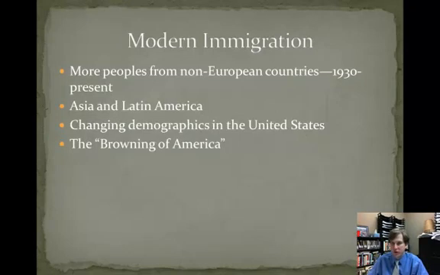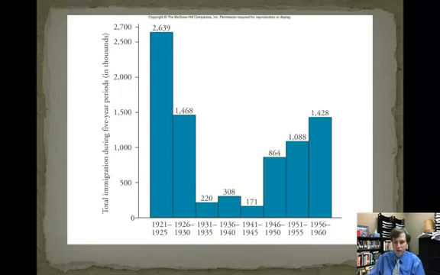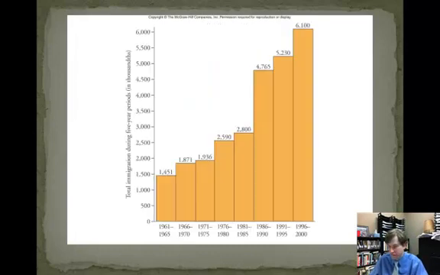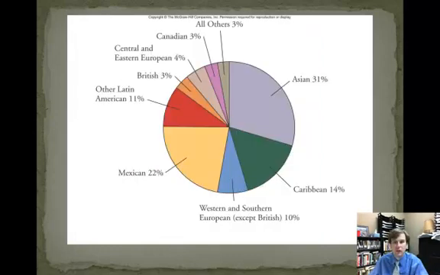Now, in terms of modern immigration, we're going to talk about this for a second. There are more people from non-European countries from 1930 to present, generally Asia and Latin America, and so this is going to change the demographics of the United States and what's often called the browning of America. I'll talk about that at the end in just a few slides, so I'm not going to steal my thunder yet, but you can see that immigration starts rapidly increasing after World War II, and a lot of these people are not of European descent. From 1961 to 2000, you start getting almost 1 million people a year entering the United States legally, and most of them are of non-European descent.